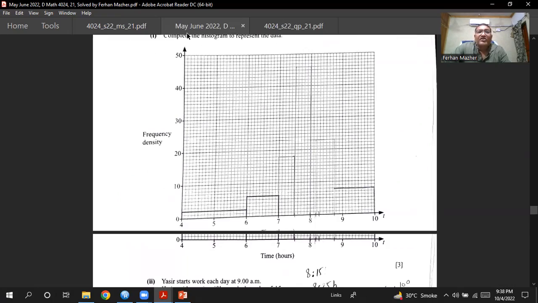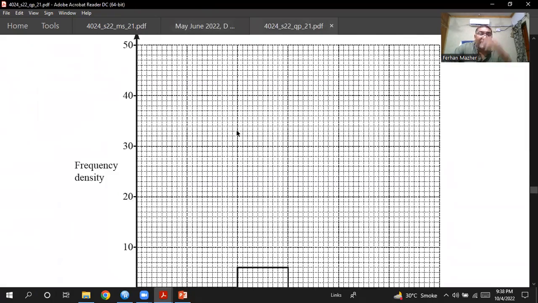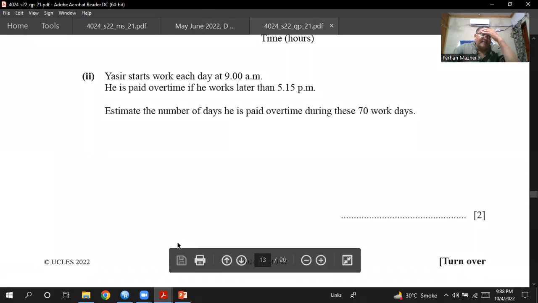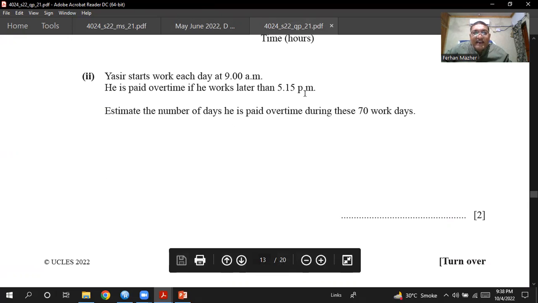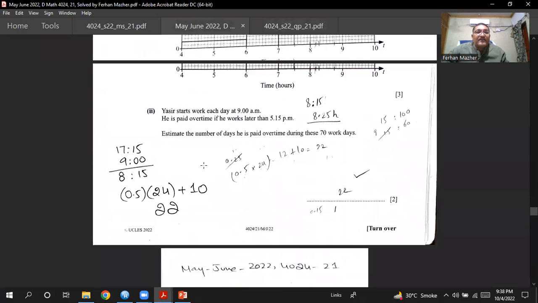Okay, so the next question they are asking is: Yasir starts work each day at 9 a.m. He is paid overtime if he works later than 17.15, that means 5:15 p.m. Estimate the number of days he is paid overtime during these 70 work days. So first of all, I will find out how much time is considered normal working hours.